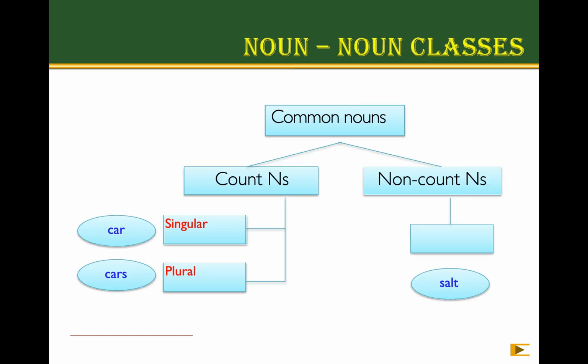So there are two kinds of common nouns in English. We have what's known as abstract nouns and concrete nouns. Within the common nouns, we have abstract nouns and we have concrete nouns. Within the abstract nouns, we have countable abstract nouns and non-countable abstract nouns.